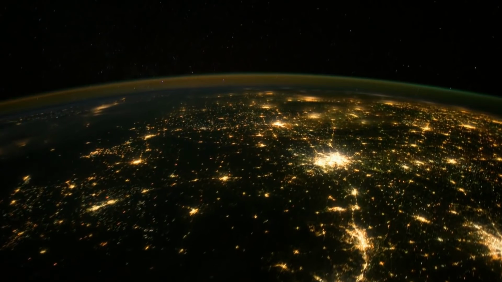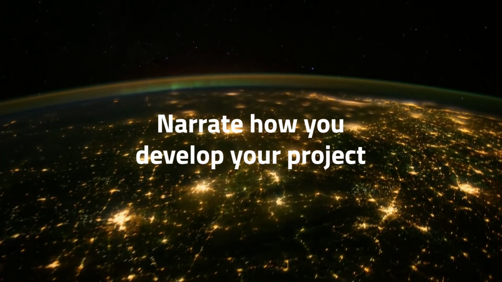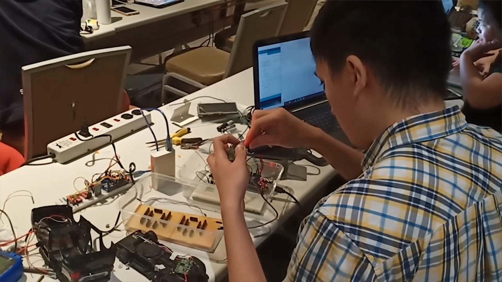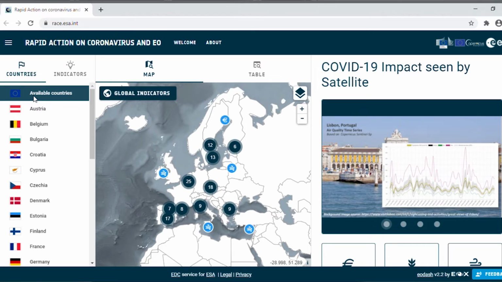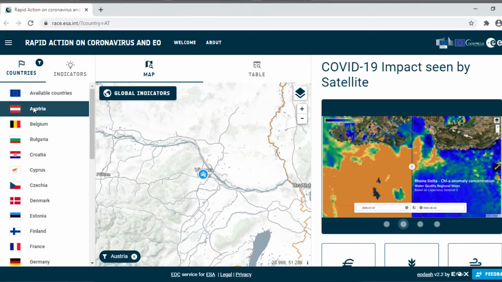Number 6, narrate how you develop your project. How did you develop that project? What are the tools, software, programs, datasets, and frameworks you used in making that project? Why are they relevant and chosen among the rest? What makes them better fitting to be used in the development of your work?